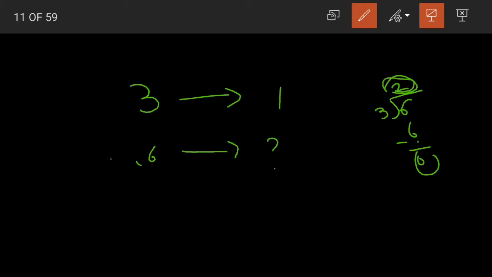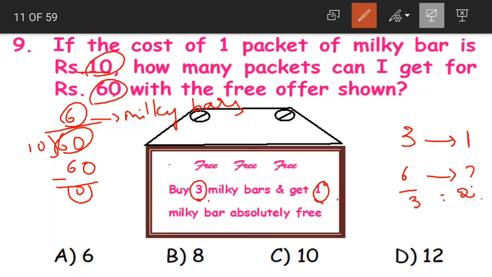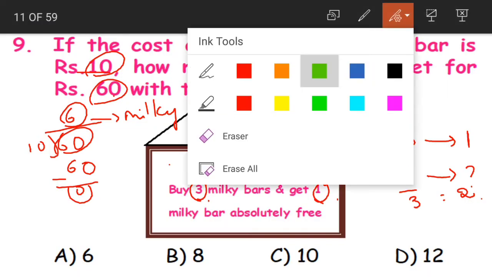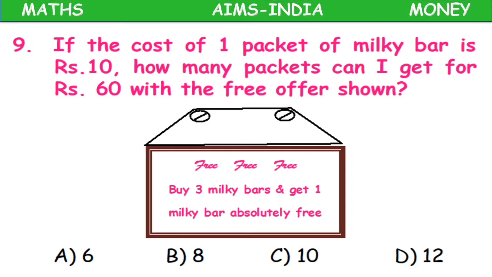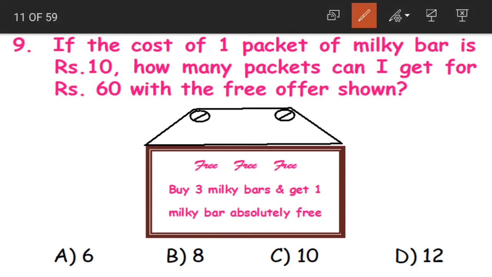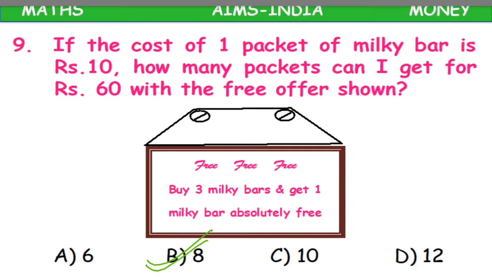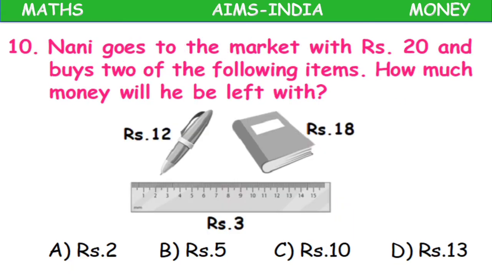We already have 6. We'll get 2 free. So when we add 6 plus 2, 8 will be the total number of Milky Bars we have. Understood, children? It is actually quite a simple problem if you understand the question properly. What is the correct answer here? Option B, 8 Milky Bars we can get for 60 rupees with the free offer shown.